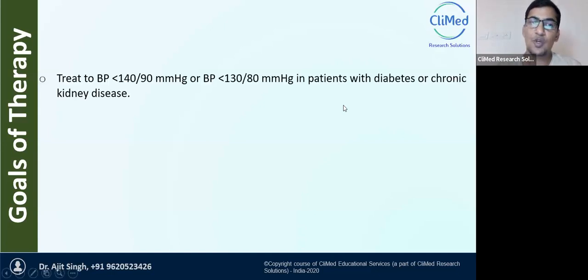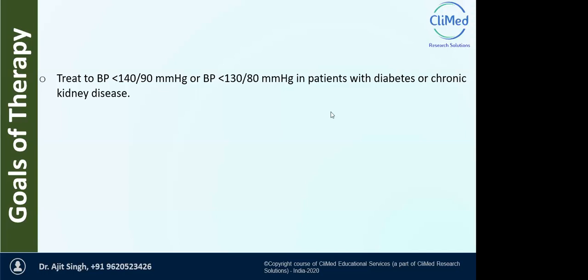But still, what we should focus on, our minimum target of the blood pressure, should be lesser than 130 by 80 in the patients with chronic kidney disease and diabetes. And normally, we should keep our blood pressure in severe hypertension patients in the emergencies and all, we should take it down up to 130 by 80.